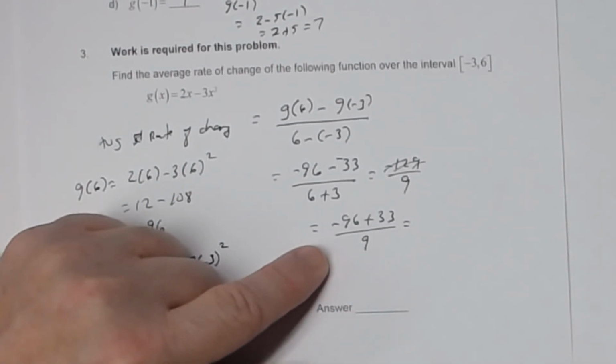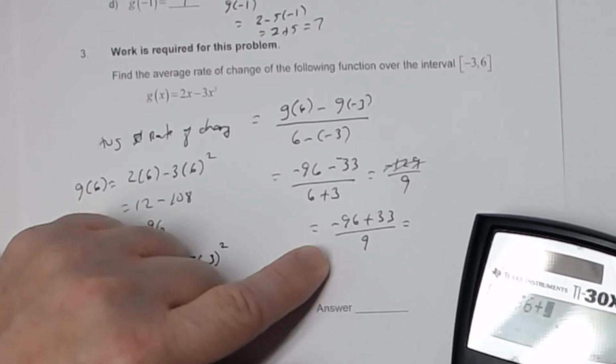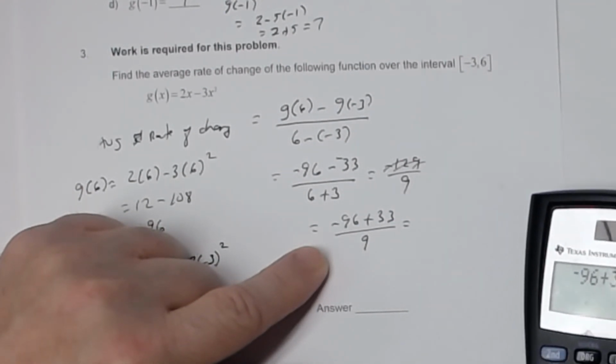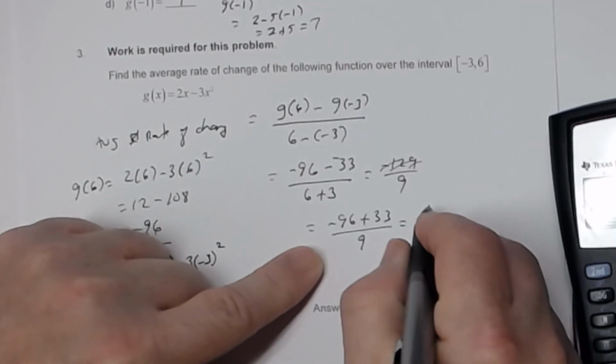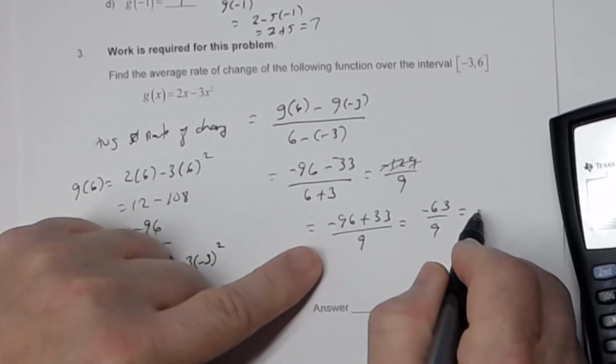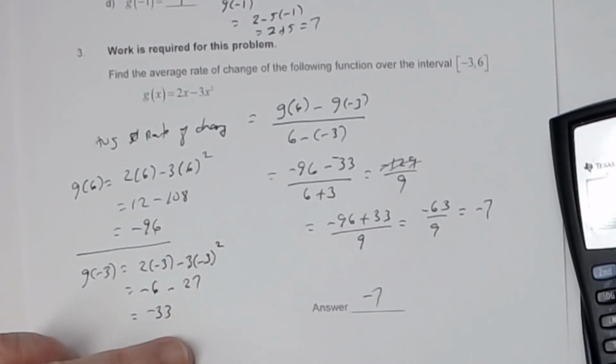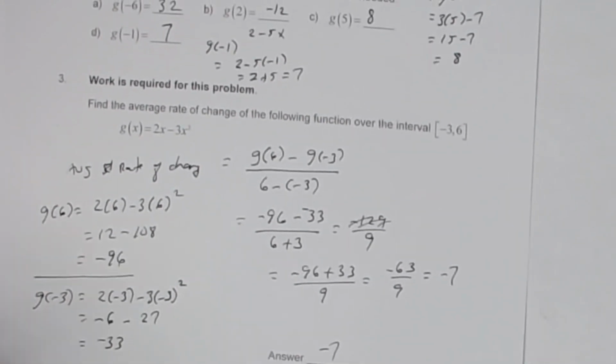And negative 96 plus 33, use your calculator if you have to. Negative 96 plus 33 equals a negative 63, right? So you get negative 63 divided by 9. And negative 63 divided by 9 is a negative 7. So the answer here is negative 7. All right, so that was number 3. Okay, so let's look at number 4.